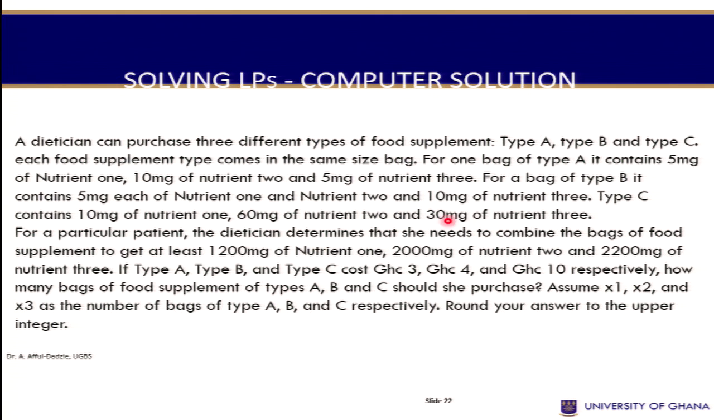Type C contains 10 milligrams of nutrient 1, 60 milligrams of nutrient 2, and 30 milligrams of nutrient 3. For a particular patient, the dietitian determines that she needs to combine the bags of food supplement to get at least 1,200 milligrams of nutrient 1, at least 2,000 milligrams of nutrient 2, and at least 2,200 milligrams of nutrient 3. If type A, type B, and type C cost 3 cedis, 4 cedis, and 10 cedis respectively, how many bags of food supplements of types A, B, and C should she purchase?